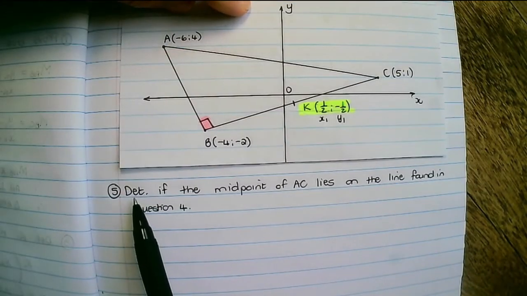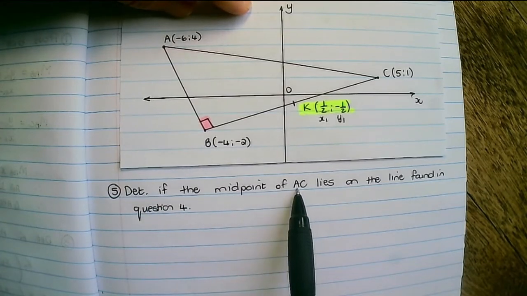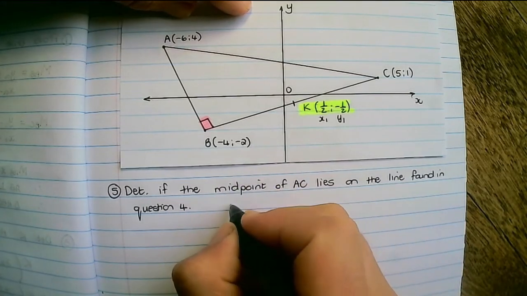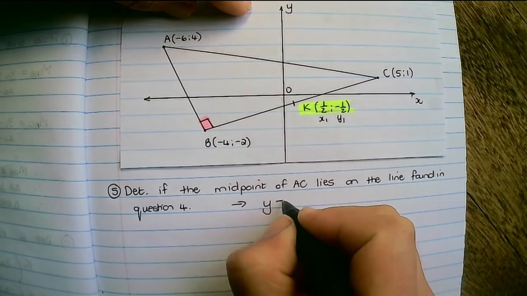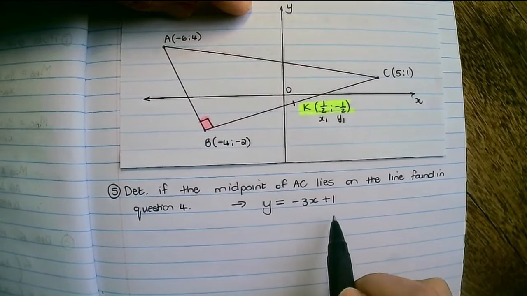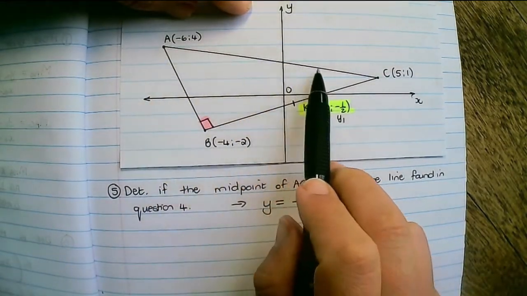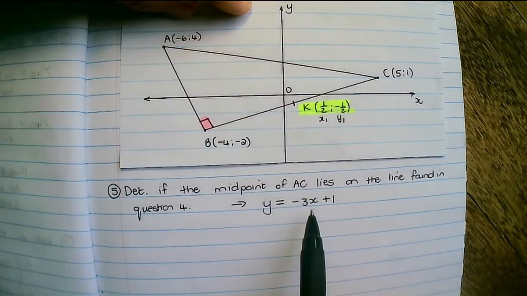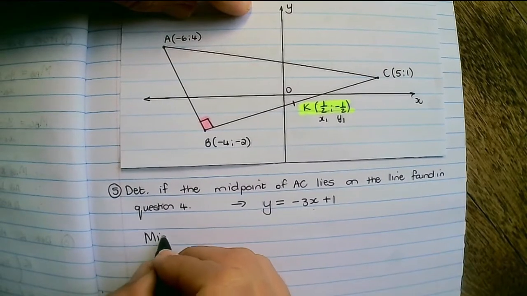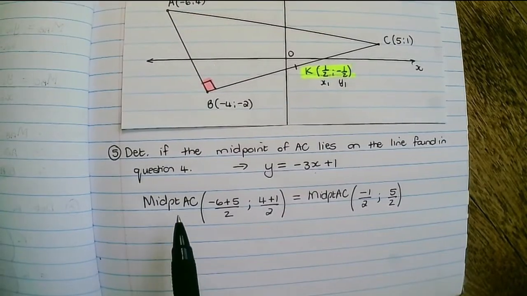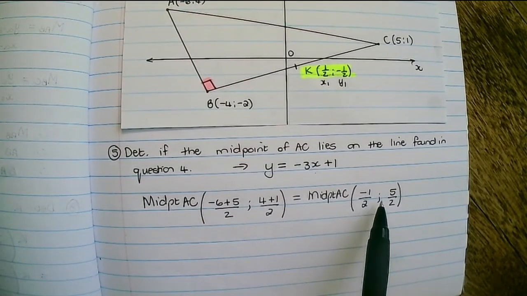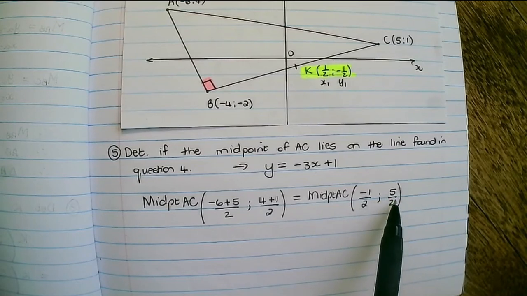Our next question is, determine if the midpoint of the line AC lies on the line found in question 4. So in the previous question, we found the equation is y equals -3x plus 1. And we want to know whether the midpoint of the line AC lies on this line. So first off, we need to find the midpoint of the line AC. We find that the x-coordinate of the midpoint of AC is -1/2, and the y-coordinate is 2.5.